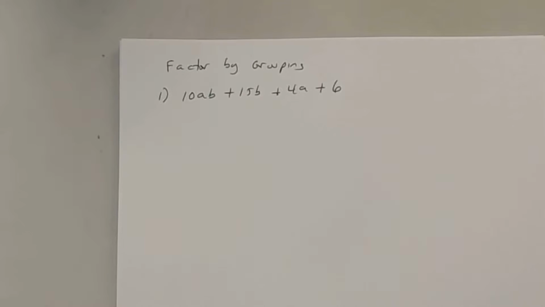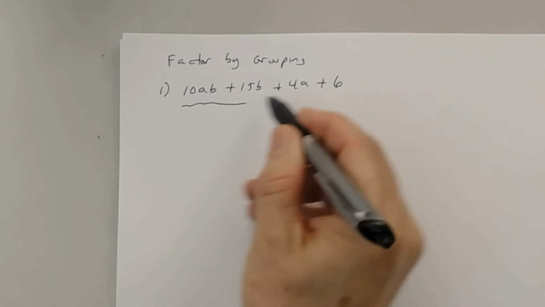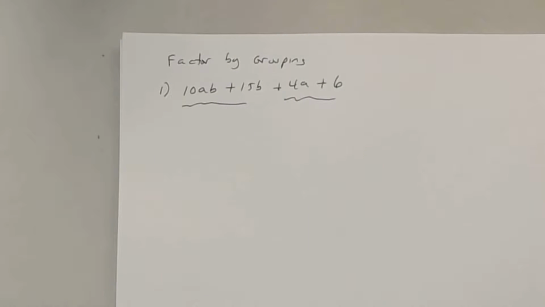Okay, now the next thing you ask yourself is this. How many terms do you see? 4. All right, there are 4 terms. Usually what happens is this. When you have 4 terms, you want to try grouping. So 4 terms, we're going to try grouping. For us right now, what works is this. You're going to group the first 2, and you're going to group the last 2. So you're going to factor by grouping.